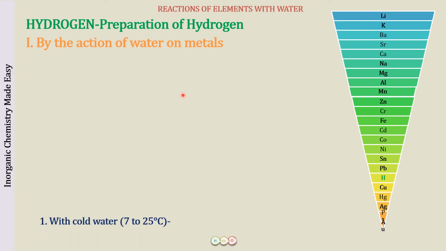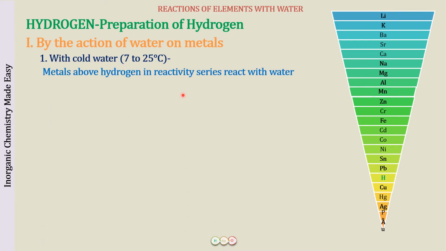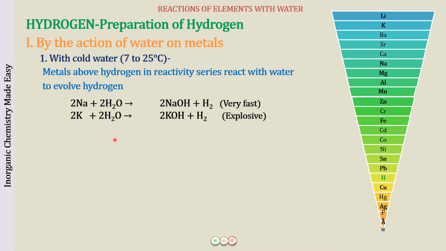So first and foremost, we have the reaction of metals with cold water, when the temperature is about 7 to 25 degrees Celsius. Here we have the metals which are very high in the activity series. They can react with water to liberate hydrogen gas. For example, sodium reacts with water to give us NaOH and along with that hydrogen, and this is going to be a very fast reaction. Next we have potassium. This reacts with water to form KOH and along with that hydrogen gas, and this is going to be an explosive reaction. Immediately it is going to catch fire.